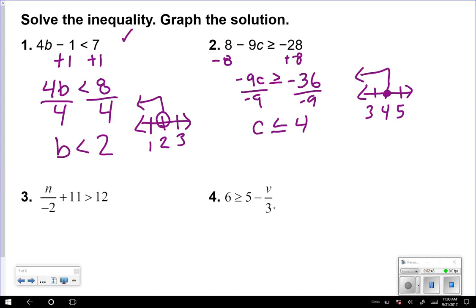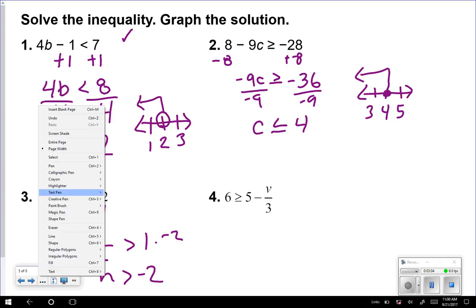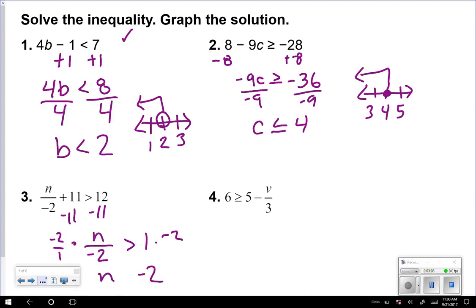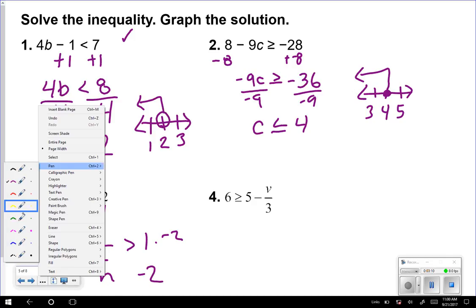Okay, I'm going to do 3 and then you're going to try 4. So if we subtract 11 here, nothing to simplify. We have n over negative 2 is greater than 1. Now these are divisions, so I'm going to multiply by negative 2. So n is greater than negative 2. But I've got to remember, I almost forgot right there myself, I multiplied by a negative 2, so I need to make sure to switch my sign.